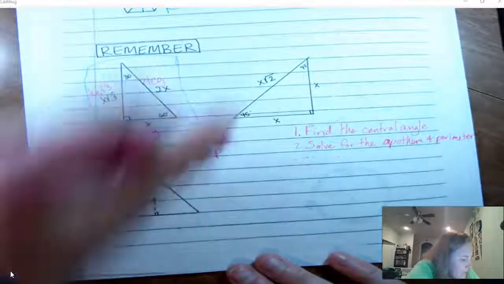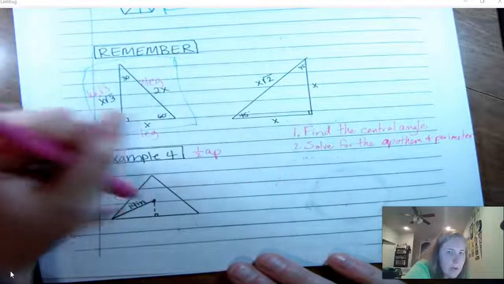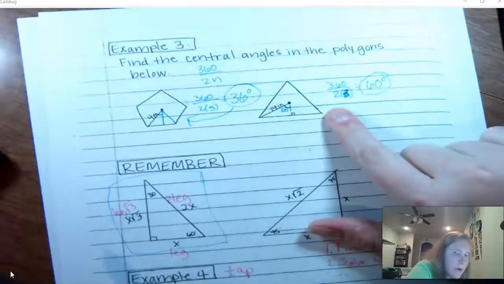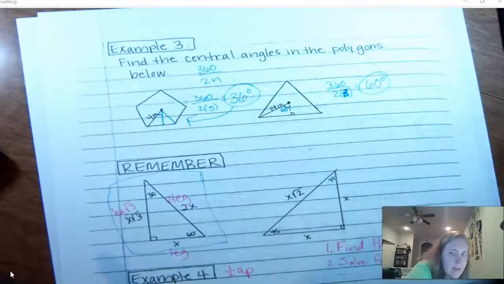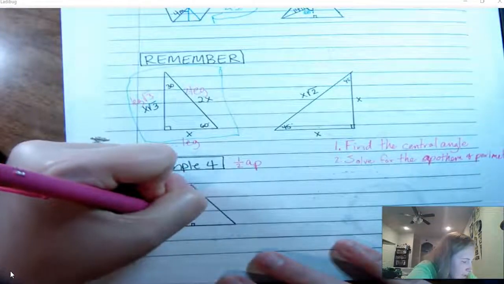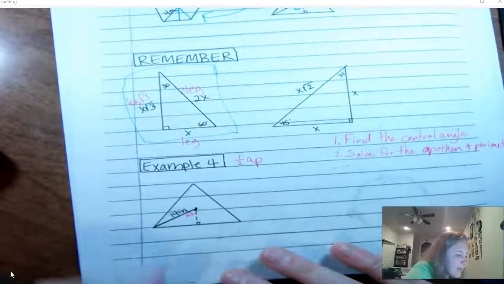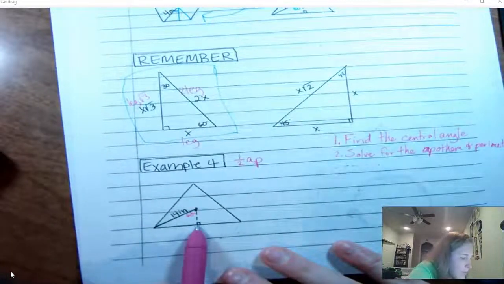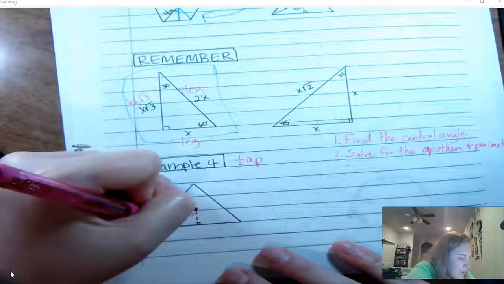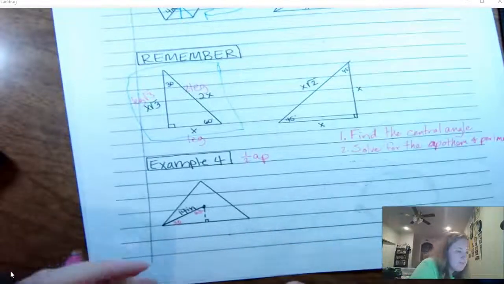Okay, so let's go for it. We have an equilateral triangle. Instead of doing this work again, we've already done it. So 360 divided by 6 is 60 degrees. That is the central angle. That's the measure of this right here. And then the apothem creates a right angle. So we have a 30, 60, 90 triangle.